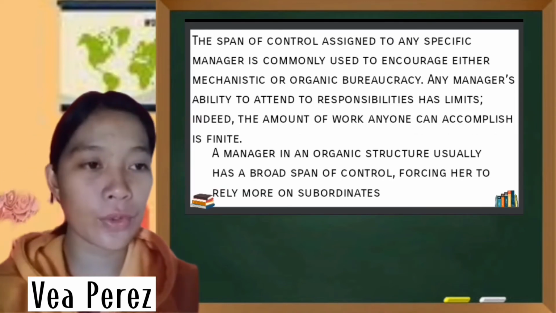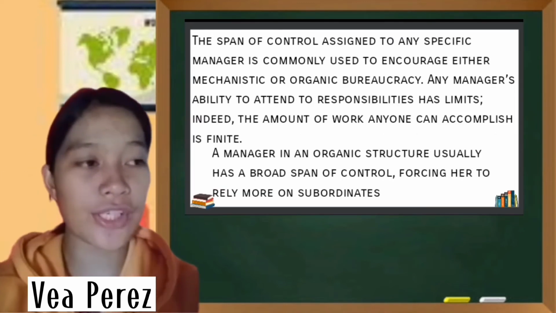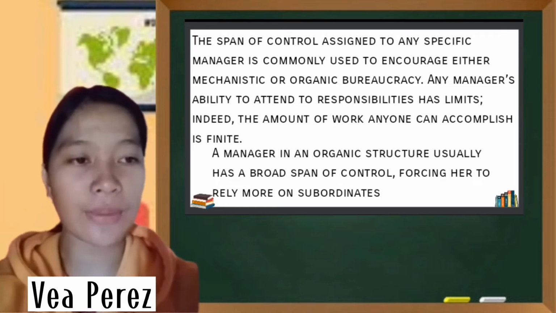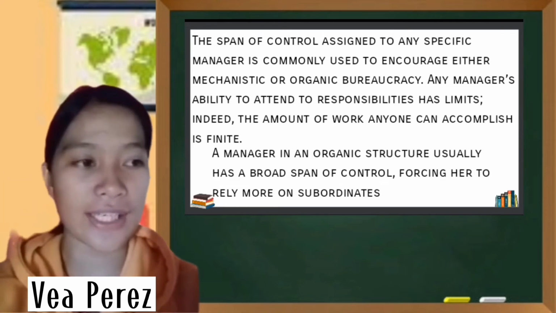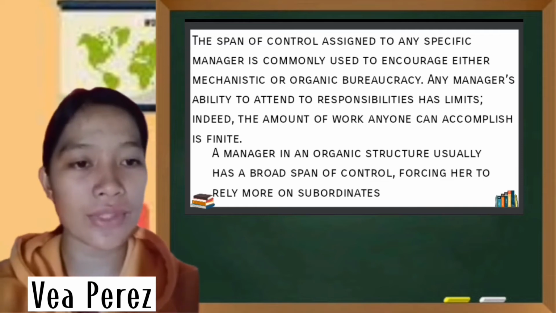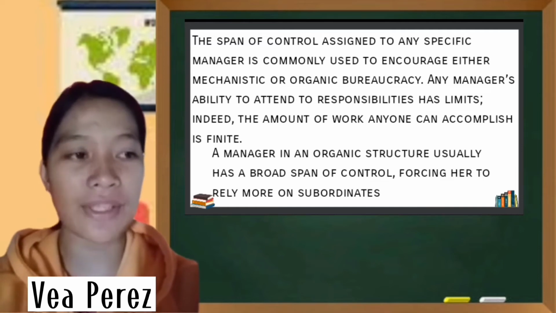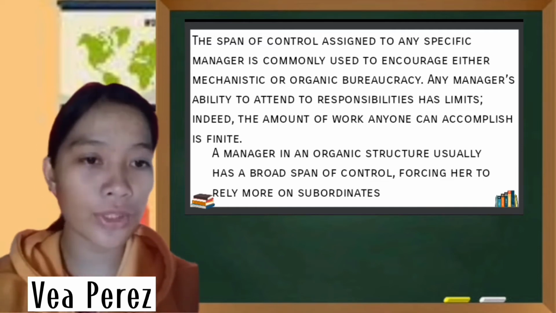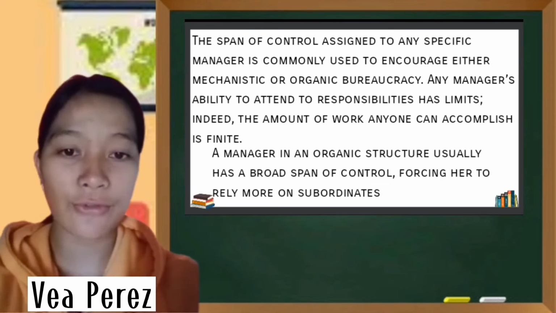The span of control assigned to any specific manager is commonly used to encourage either mechanistic or organic bureaucracy. Any manager's ability to attend to responsibilities has limits. The amount of work anyone can accomplish is finite.